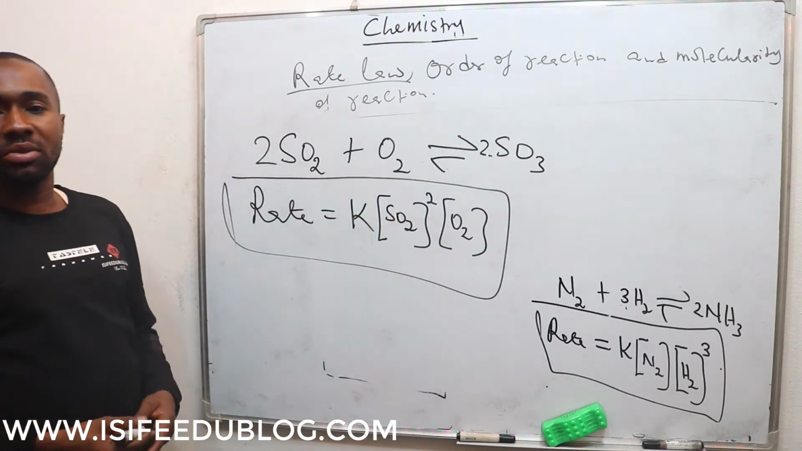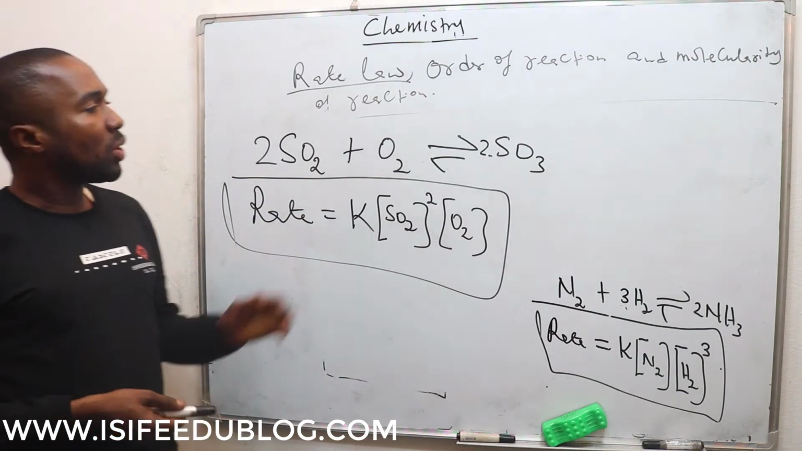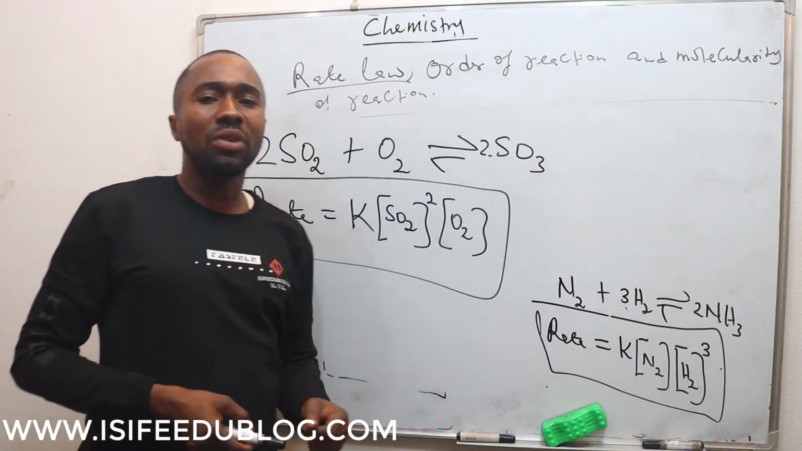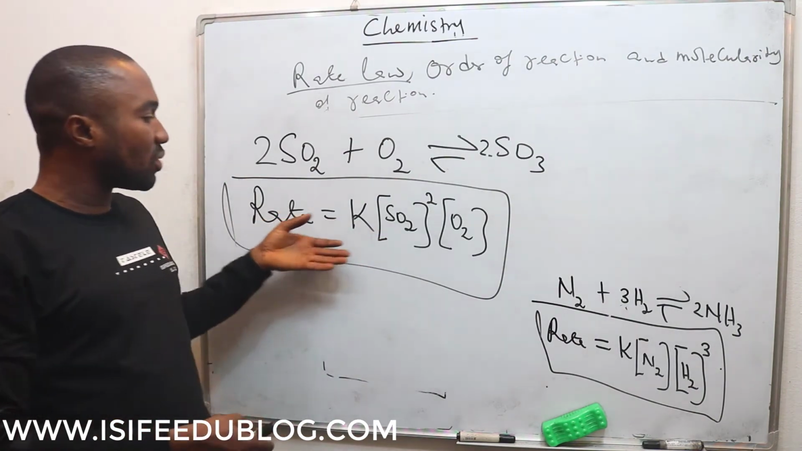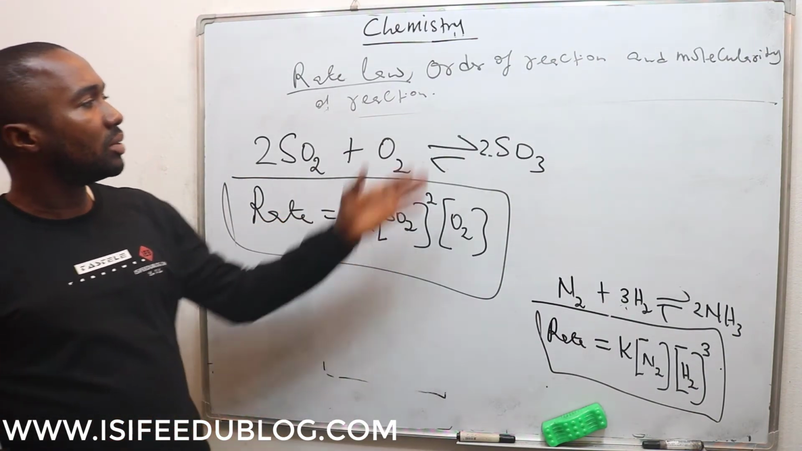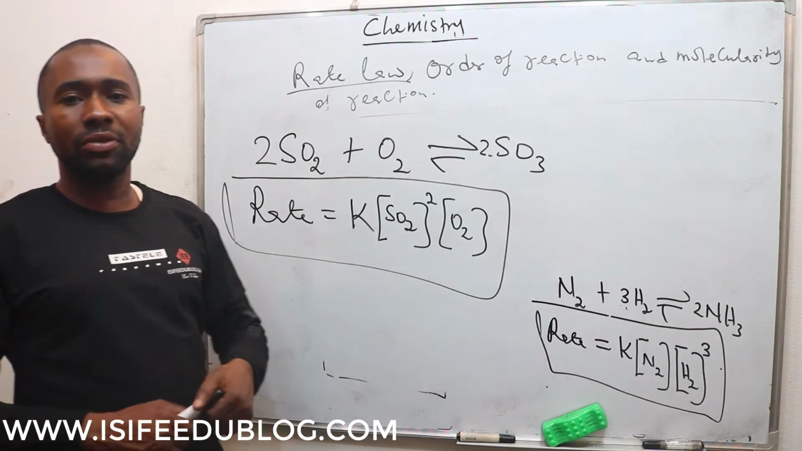That is how to write the rate law for a reaction, because without the rate law, you can't get the order of a reaction. The rate law is important because it's a relationship between the rate of the reaction and the concentration of the reactant. The next is order of reaction.